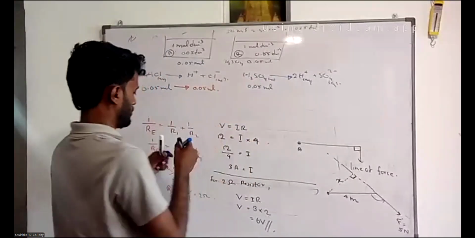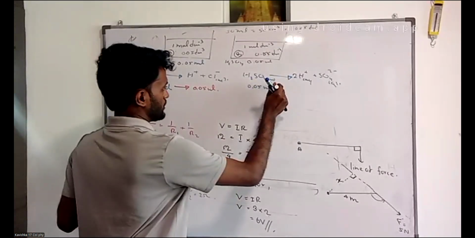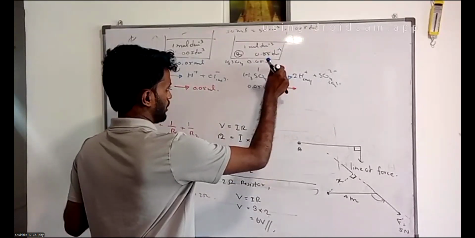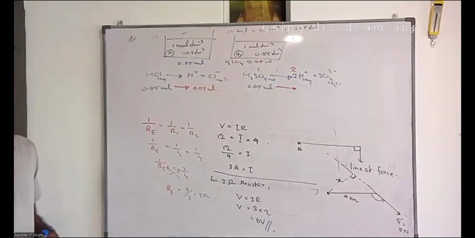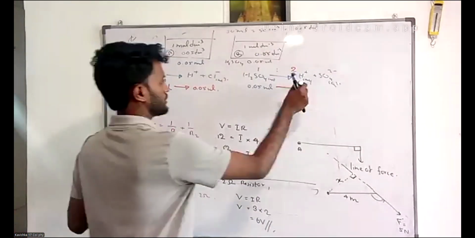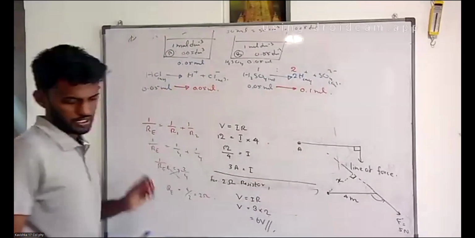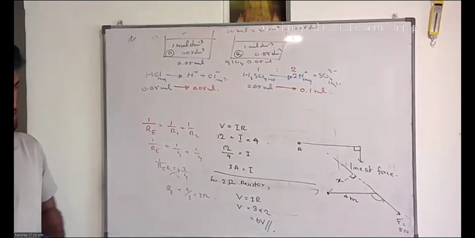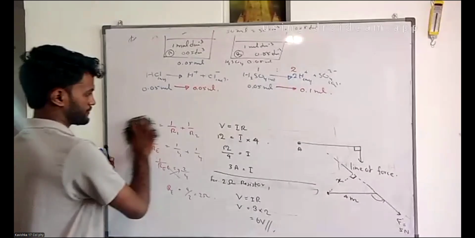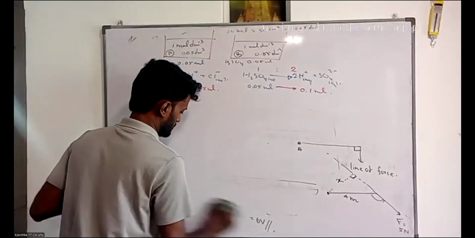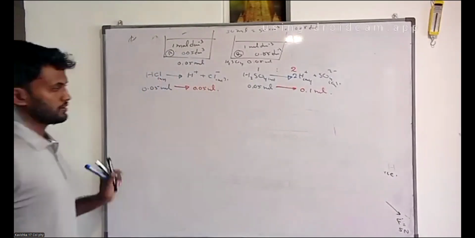Right? But then make a stoichiometric 1 to 2 ratio. The 1 to 2 ratio is here, so then it will become 0.1 moles of H plus. The concentration is 0.1 moles. Right.